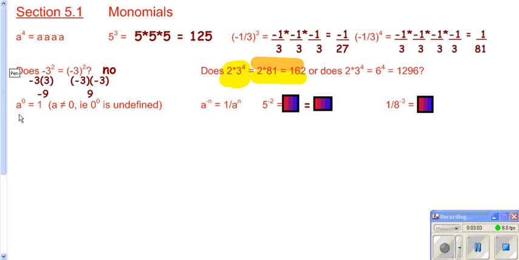Here we have a to the 0. A to the 0 is 1. Pretty much anything to the 0 is 1. The only exception is if you have a 0 to the 0. That's undefined. If you ever end up taking calculus, that's referred to as an indeterminate form, and then you can actually go ahead and work that out at some point.